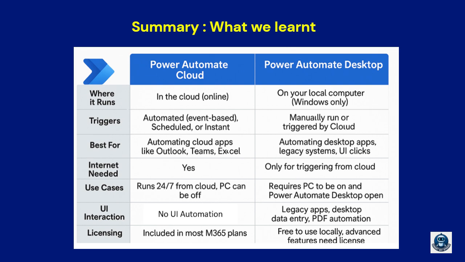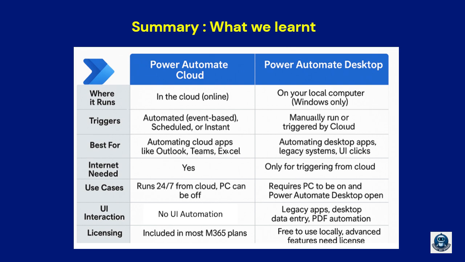If you're working with cloud-based apps like Outlook, Teams, or SharePoint, cloud flows are the way to go. But if you need to automate desktop software, legacy systems, or simulate mouse and keyboard actions, Power Automate Desktop is your tool. Cloud flows require an internet connection, but they can run even when your PC is off. Desktop flows need your computer to be on and the app open. Think of it this way: cloud for web, desktop for local.